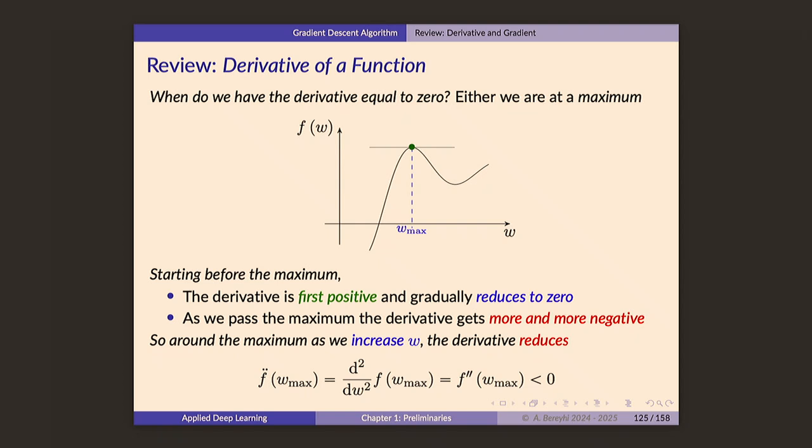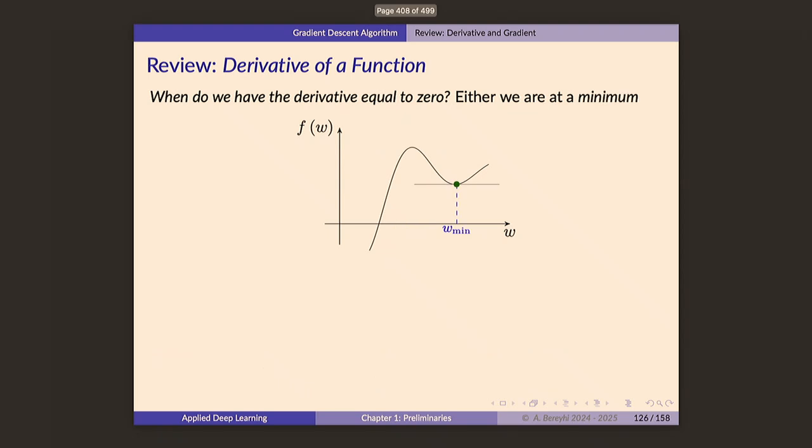Okay. Let's try it for the case where we have a minimum. When we have a minimum, we have, again, the derivative 0. Correct? So here is the point W min. Clear? Now, this is minimum.